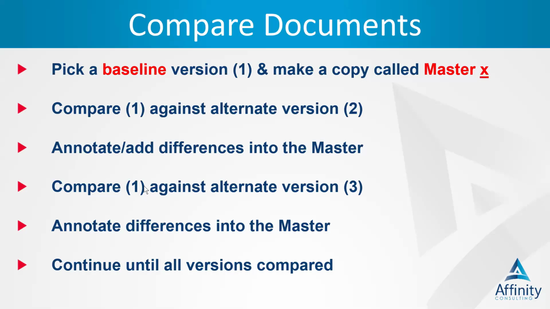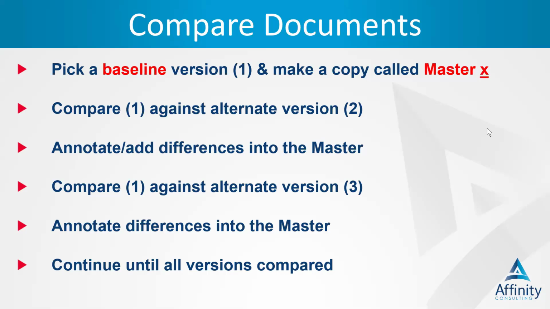Then you're going to go back and compare that baseline against the 3rd version, and then the baseline against the 4th version, and then the baseline against the 5th version until you run out. That way, you have this one thing against which you compare everything else. Then by the time you're done, you will have a master form.